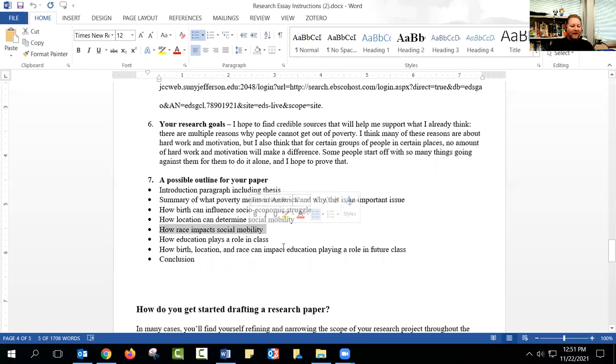Then I'll have a paragraph about how race impacts social mobility. Have a paragraph about how education plays a role in class, talk about how birth, location, and race can impact education in future classes, and then a conclusion, right? So just a really brief outline. But by doing this, it helps keep me kind of focused and on task.